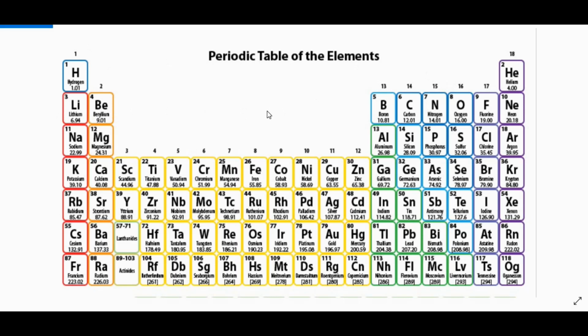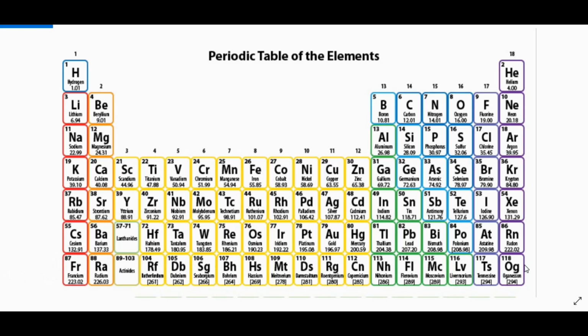Does that make sense? The maximum number of orbitals for each element would be 7 because there are 7 periods. So from period 1 all the way down to period 7, every element here would have at most 7 orbitals for their electrons. Hope that makes sense.